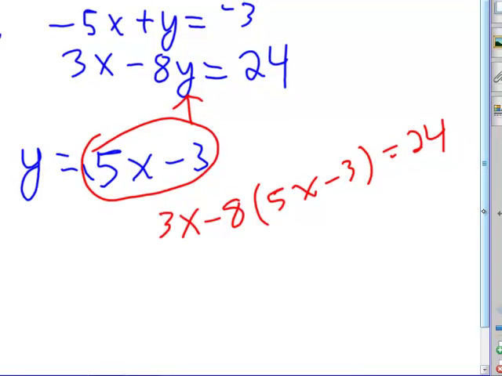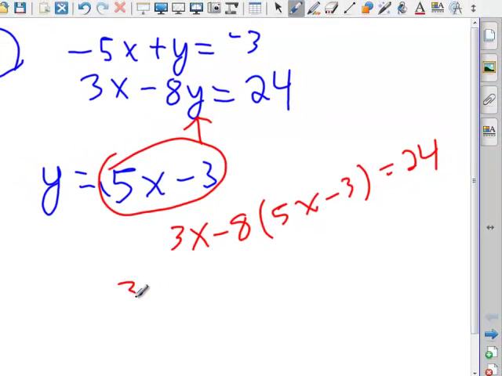Which is 3x minus 40x plus 24, sorry, 3x minus 40x plus 24 equals 24. Very good.